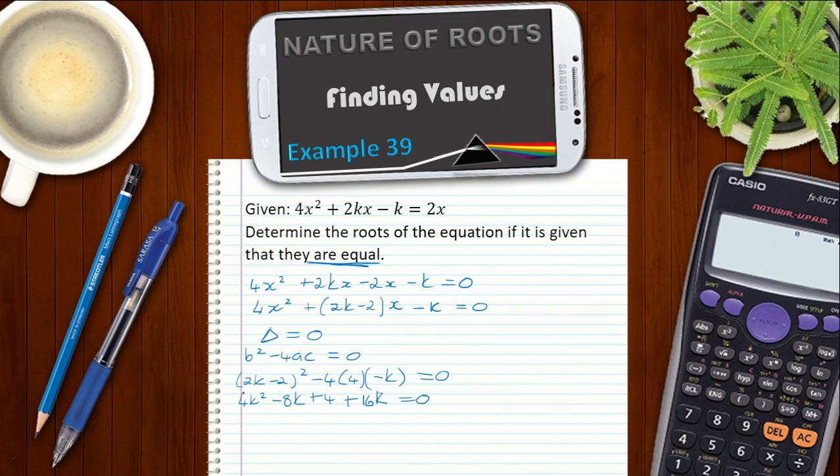And then add your like terms, 4k squared plus 8k plus 4. And yeah, now we can just solve. So this we can simplify by dividing every term by 4: k squared plus 2k plus 1 equals 0. Factorize, (k plus 1) squared equals 0. So k plus 1 equals 0. Therefore k is equal to minus 1. Okay, and that's basically our answer.